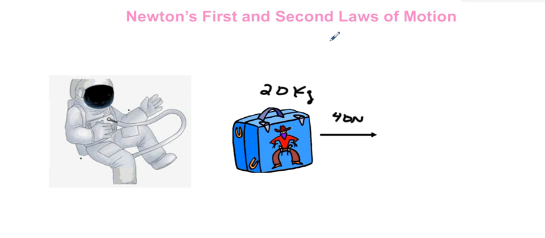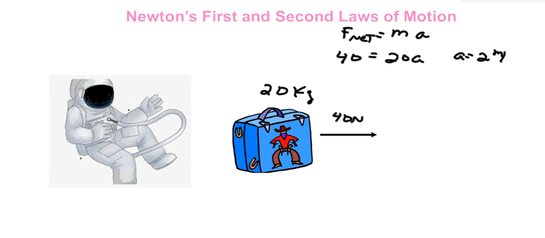So then we move to the second law. The second law says that any net force acting on an object will equal its mass times its acceleration. So for any force, if mass goes up, acceleration goes down, and vice versa. So how can we solve this expression here? Well, our net force is going to be 40 newtons. That's all that's acting on it. And let's let that equal 20 times a. And of course, our acceleration then is 2 meters per second squared. So that's what the second law is all about.